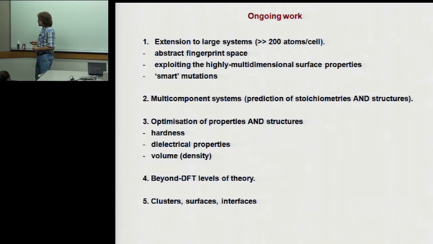Third direction is optimization of some other properties and structures. For example, we now have an algorithm that allows us to search for the hardest phase. It's not always the stablest phase, but it will give us insight about hardness. And sometimes you may think if you can quench it, for example, like a diamond, and make it stable at normal conditions. You can also optimize the electrical properties, volume, and if someone approaches us and says, hey, I would like to optimize some other property and I know how to calculate it quite fast, it's not a problem. We can incorporate it into our algorithm.